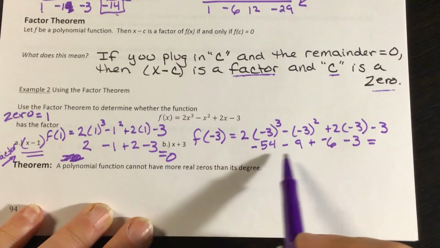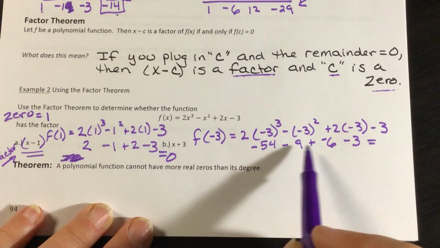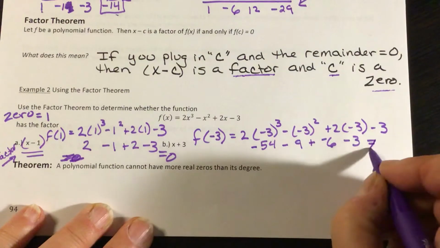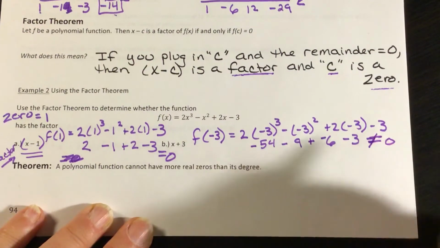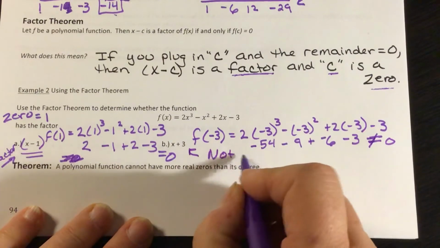And I know that it's not going to equal 0 because I start with negative 54 and I keep subtracting, so I keep getting a bigger negative. So this does not equal 0. So x plus 3 is not a factor.